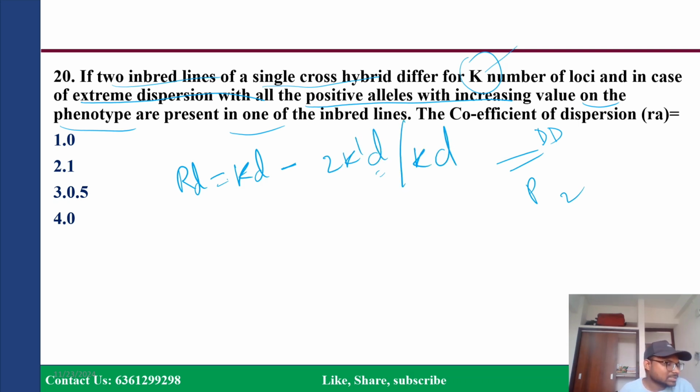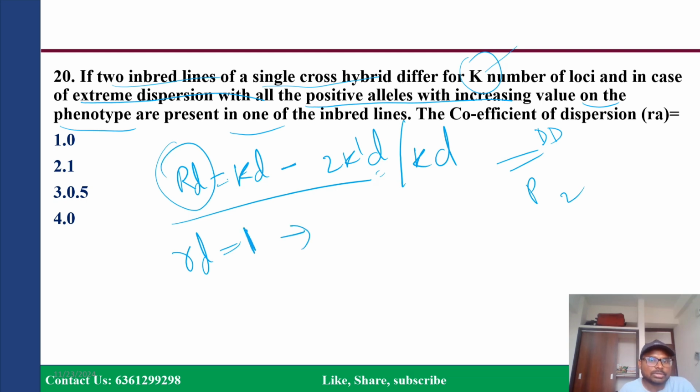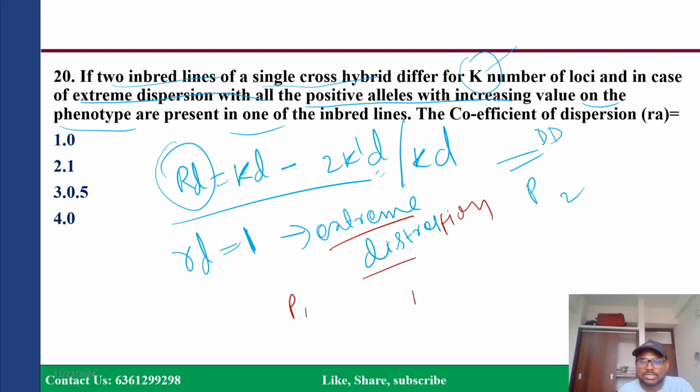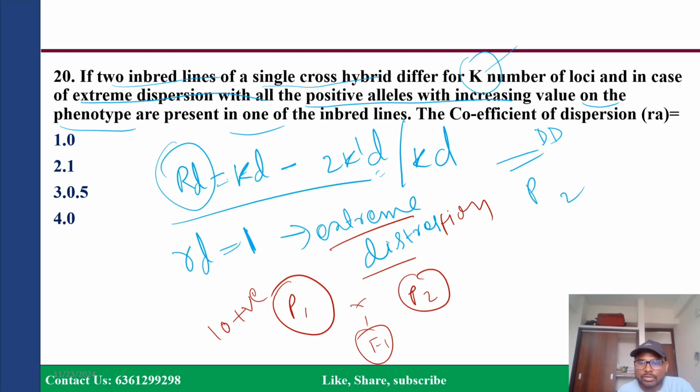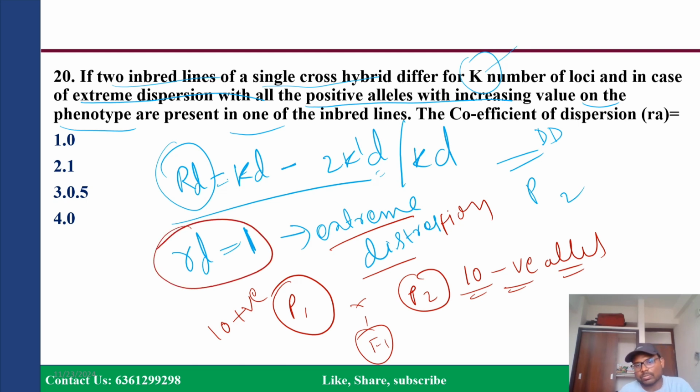What exactly do these things mean, what exactly does the coefficient of dispersion mean? If the coefficient of dispersion, this RD value, is equal to 1, it means it's an extreme dispersion. What exactly does it mean? Extreme dispersion means, for example, parent 1 is there, parent 2 is there, you have to make a hybrid. If parent 1 has all 10 positive alleles and parent 2 has all 10 negative alleles, negative genes, then in that case RD is equal to 1.